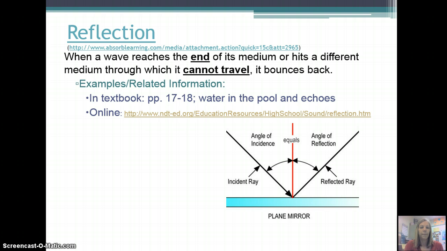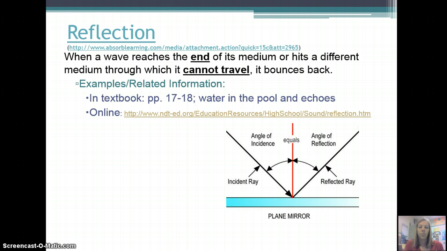Reflection. Reflection is when a wave reaches the end of its medium or hits a different medium through which it cannot travel. Therefore, it bounces back. In your textbook, I like how it shows water in a swimming pool reflecting off of the wall, and also sound waves bouncing back, which create echoes. And I would like you to look in your textbook at both of those examples and make sure you understand how those work.